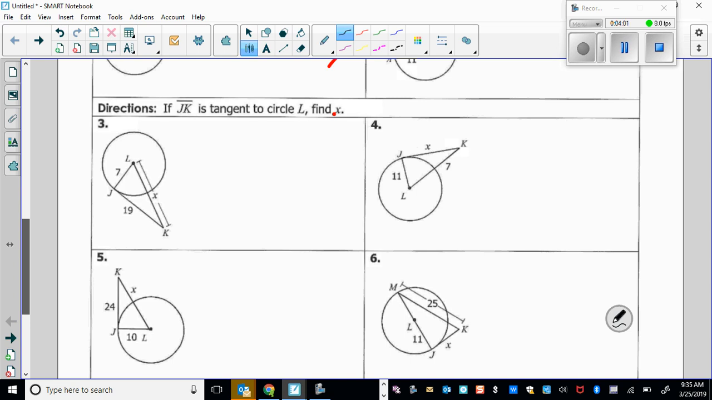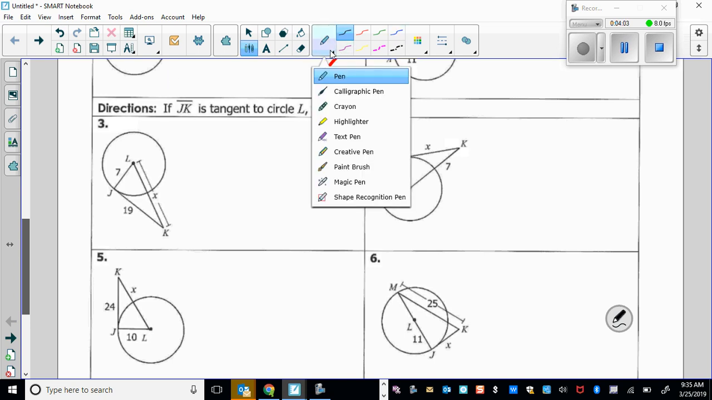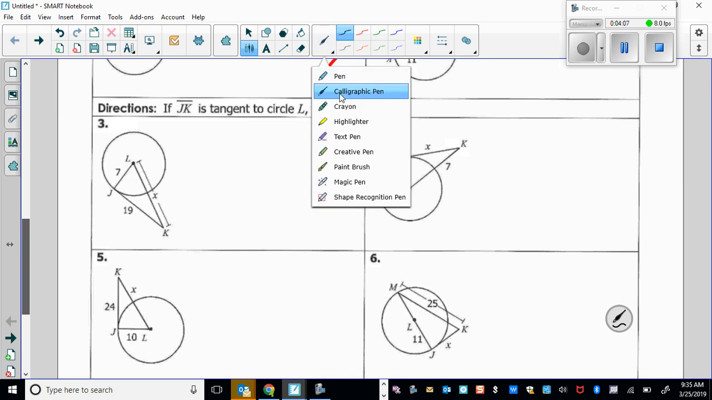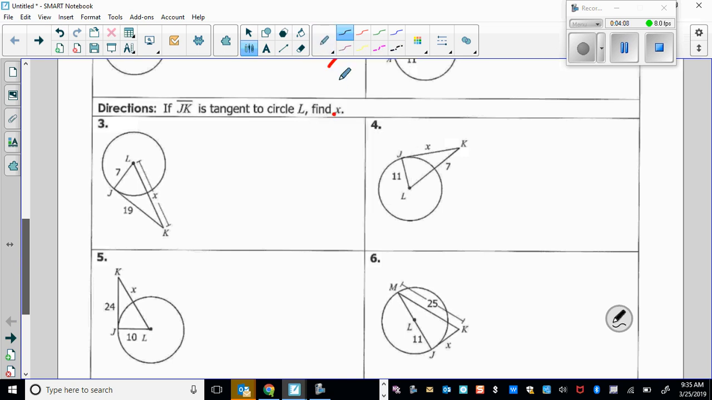Why are we erasing? Hold on, let's just change it to a pen. Maybe that's what I need to do. No, still the eraser. All right, I'll just use this.